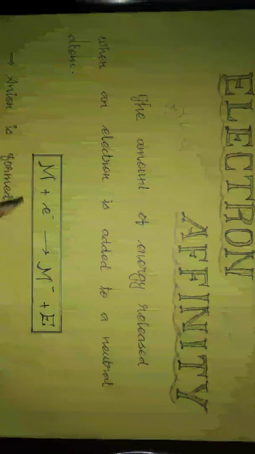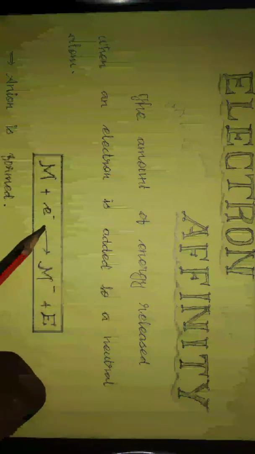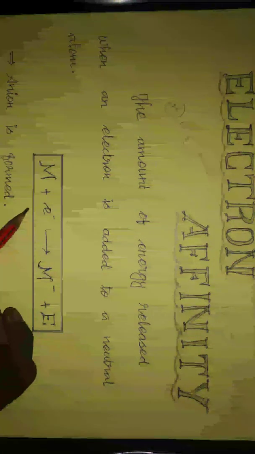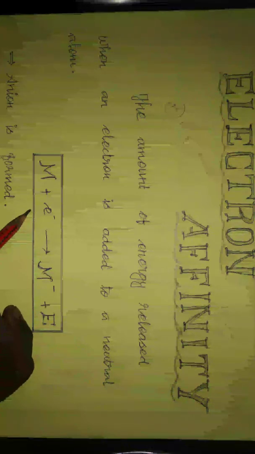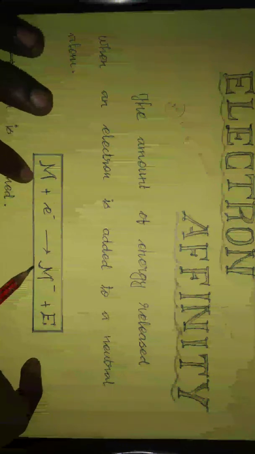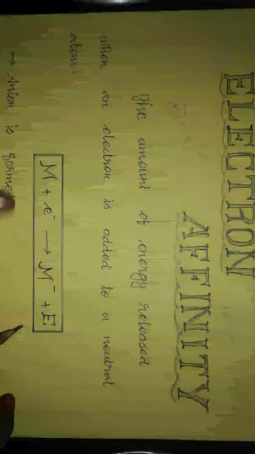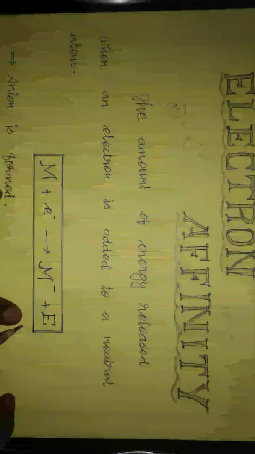So it is given by the definition: the amount of energy released when an electron is added to a neutral atom. In an equation, it can be expressed as M plus e minus. Here M is the metal atom, e minus means electron. As a result of this process, the neutral metal atom is converted into an anion, a negatively charged ion. Plus E, in the sense, it is energy. So during this process, a certain amount of energy is released.